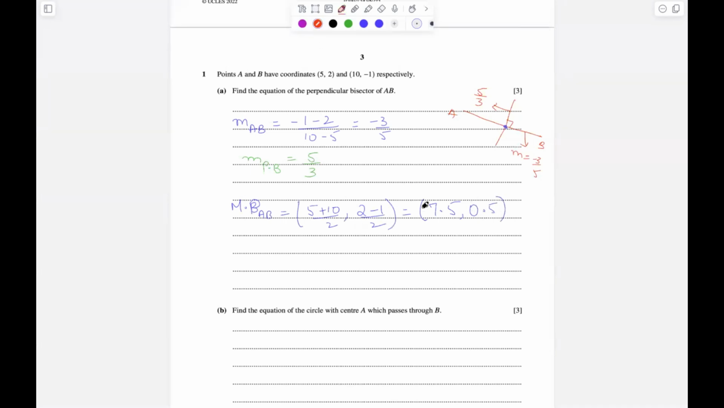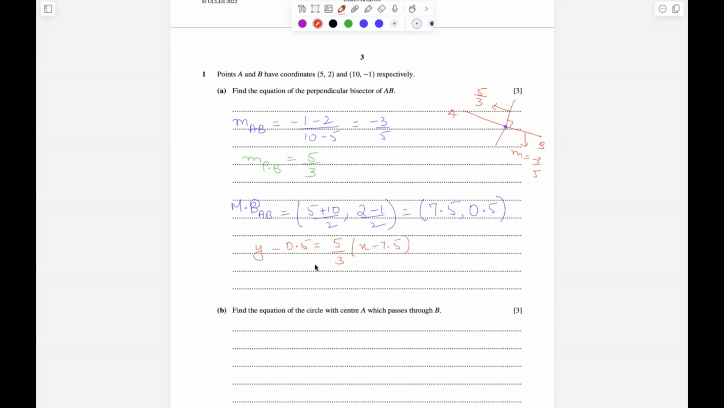Once we have the point, we can now find the equation through the formula y minus y1 is equal to m into x minus x1. So this will become y minus 0.5 is equal to the gradient, which is 5/3, into x minus x1. So this will be x minus 7.5.